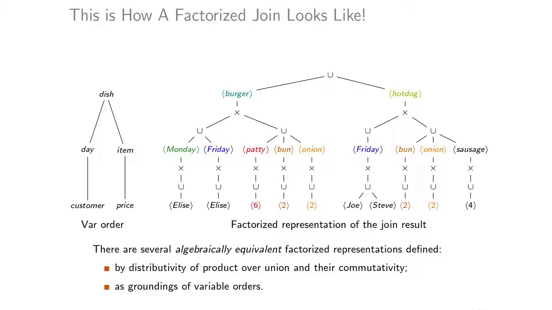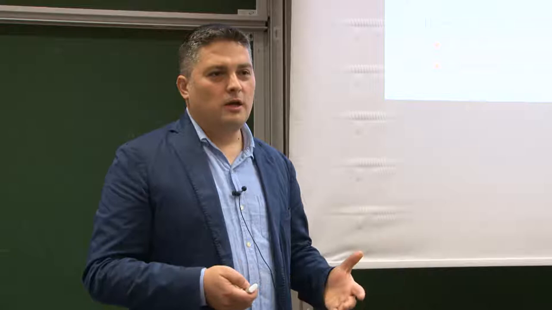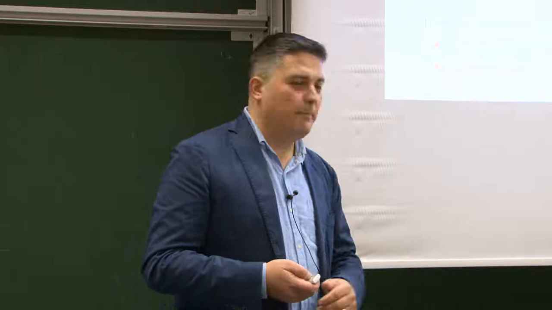At the very top, I have a union of all the dishes. Then for each dish, I represent the day and customer separately from item and price. So I use a Cartesian product, which tells me that this information about the day, Monday, Alice, Friday, Alice, is independent of the prices and components of a burger. I mean, people will order a burger, in my idealized world here, regardless of whether the burger contains a patty or some bun or something else.